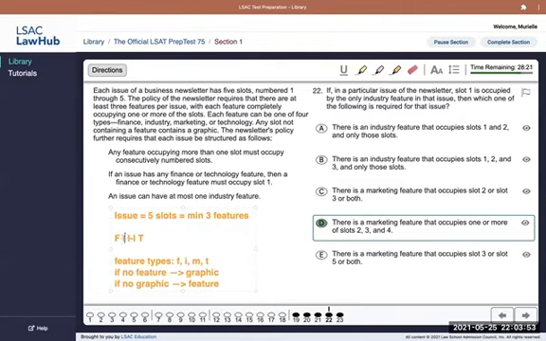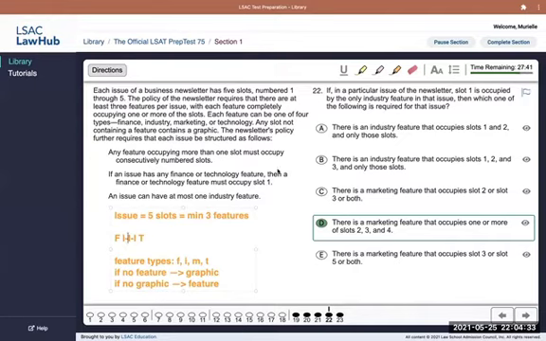So I could have it occupy 2, 3, and 4. I still have my minimum of 3 features. I have a finance feature, an industry feature, and a technology feature, but that middle industry feature is occupying all of those slots. So that would be totally fine. Okay, so we don't have to have one of each type. We could have an issue where all of the features are finance, or all of them are technology, or all of them are marketing. We can't have one where all of them are industry, because we can't have more than one industry feature in an issue. So hopefully that makes a bit more sense of it.